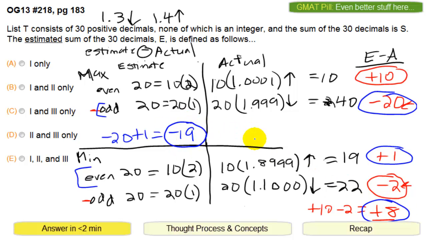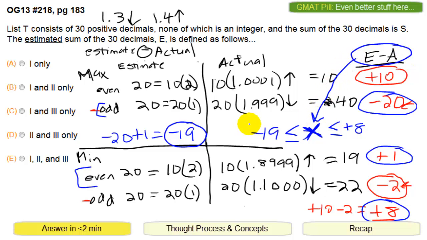So basically everything between this and plus 8, right? This is the range of possible E minus A values. The range of E minus A values are in this range. So you have to go through all three possible values.